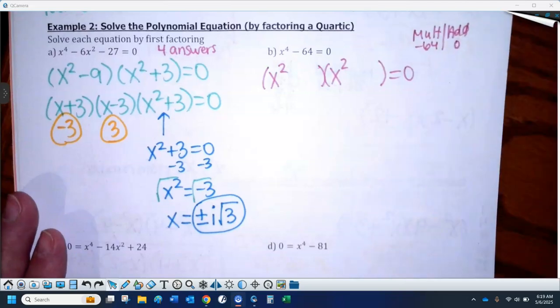Add to get 0. This is a difference of squares. It's just the square root of 64, which is 8.